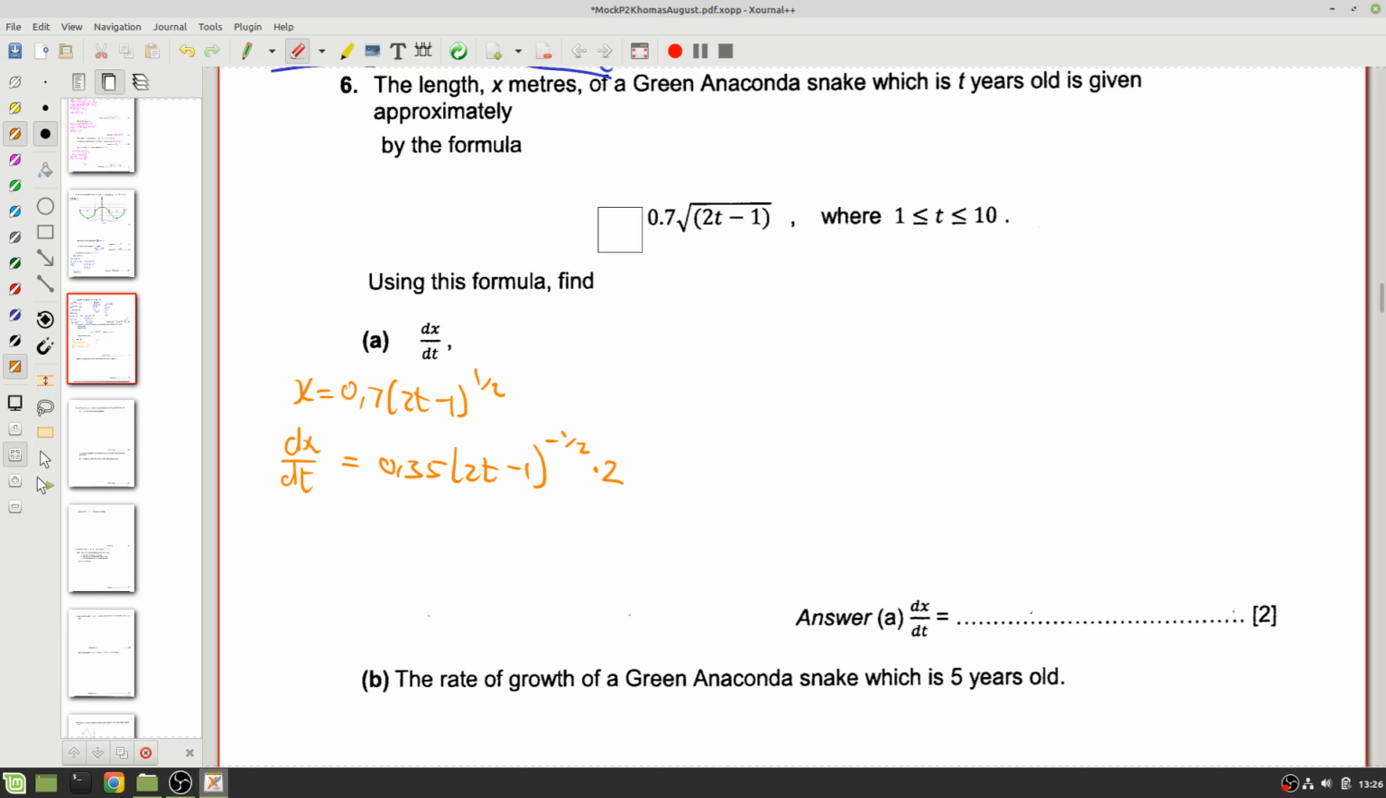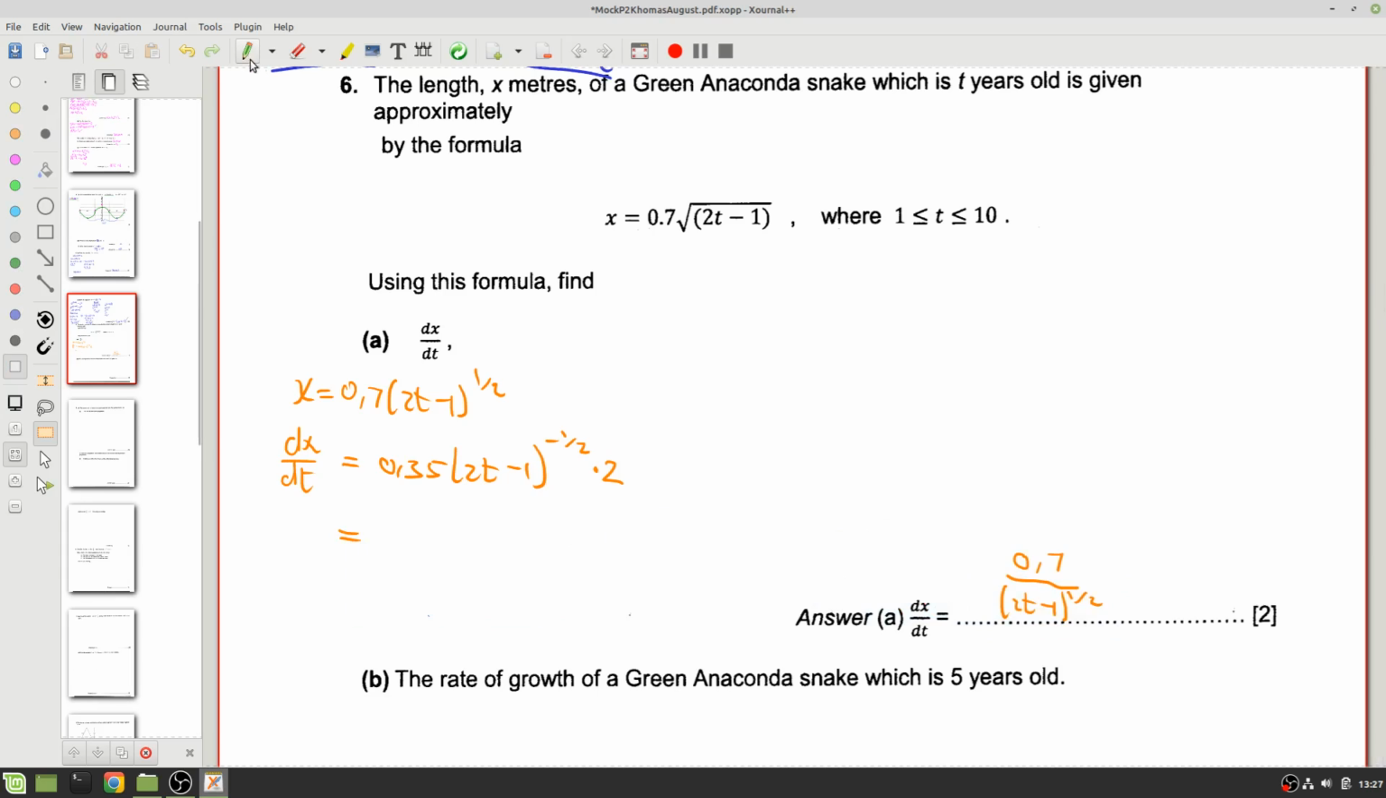Okay, let me just get rid of that. And now we can simplify a little bit. So 2 times 0.35 is 0.7. And this part here, 2t minus 1 to the negative a half, we can't have a negative exponent on our answer. So we're going to move that to the bottom and have 2t minus 1. And then the sign will change to a positive. And that is our answer. So let's move that to the answer block here.